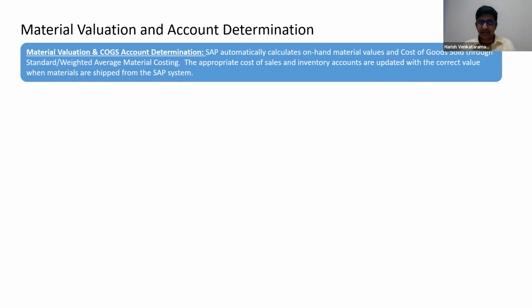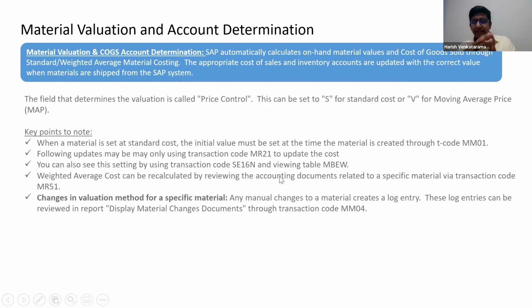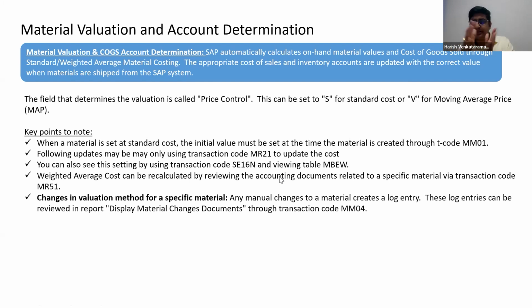One is a standard price and a moving average price, right? And this price control is what normally is referred to in SAP. And whenever the price control refers to as S, it is standard. And whenever it is referred to as V, it's a moving average price. And this configuration, whether a particular material, today I'm procuring a raw material, whether a particular material is valued at a standard cost or a moving average is done through the transaction code called MM01.